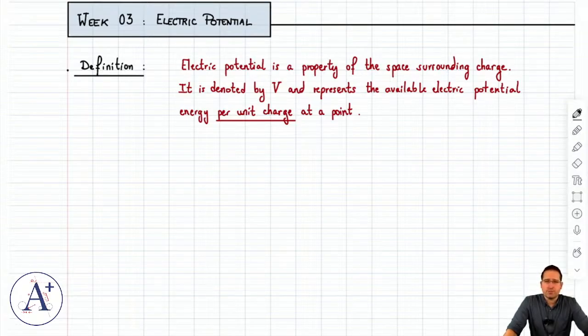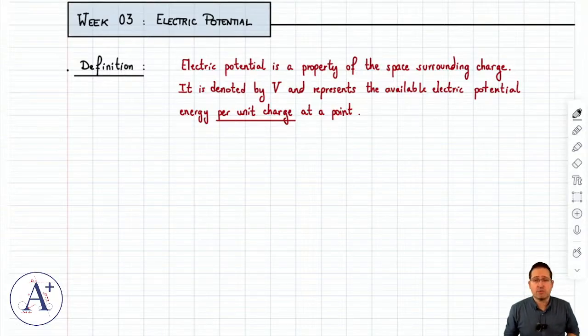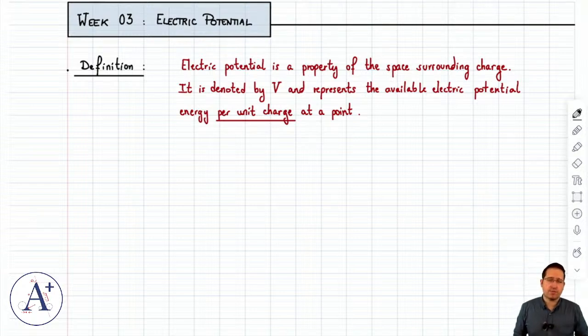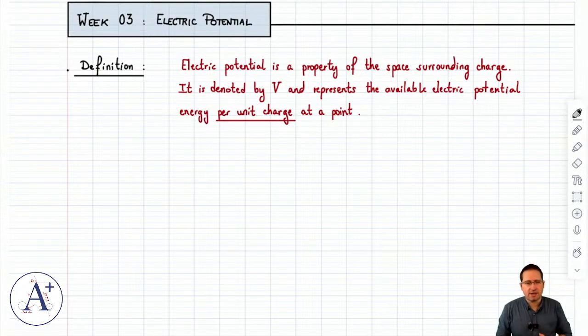Electric potential is a property of the space surrounding charge. By the way, that's like the electric field. If you have a charge, doesn't really matter the shape, in the space surrounding it, you have a property that's called electric field. You also have a property that's called electric potential. Electric potential is denoted by V. It's a number, and it represents the available electric potential energy per unit charge at a point. Okay, so we need to unpack that.